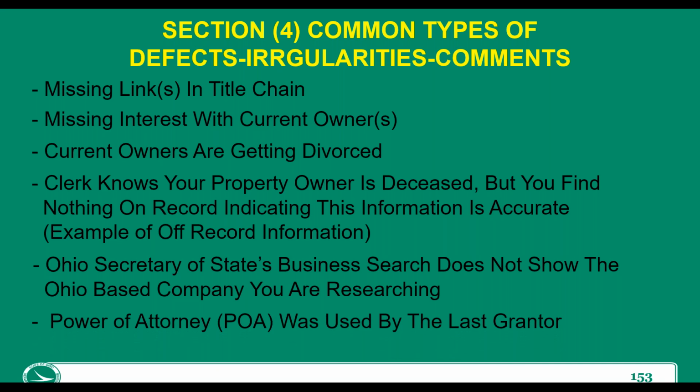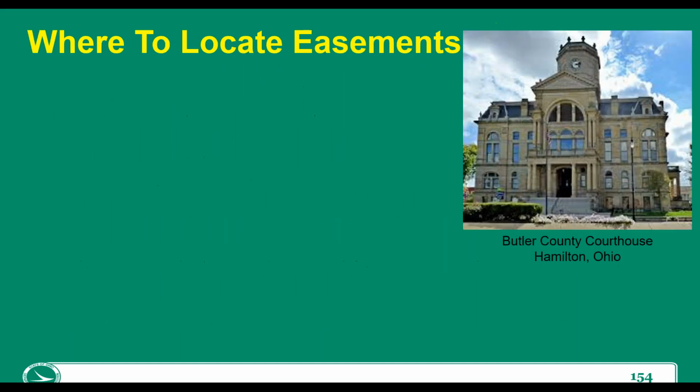And power of attorneys used by the last grantor. What I mean by that is if you had POAs 5 deeds back, we really don't care about a copy of it. Yes, you want to note it in your chain, but we don't need to see it in section 4. It doesn't affect anything. We really just want to know if the current owner has a POA.